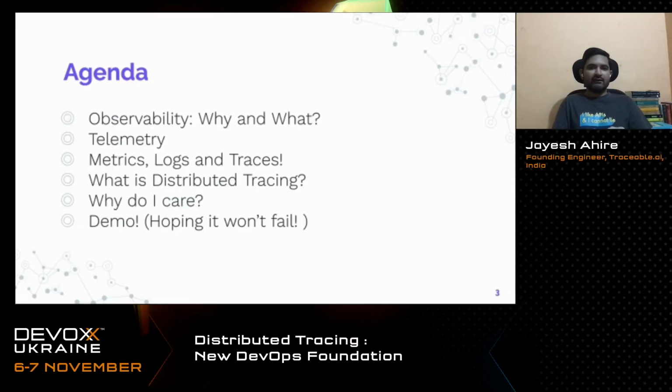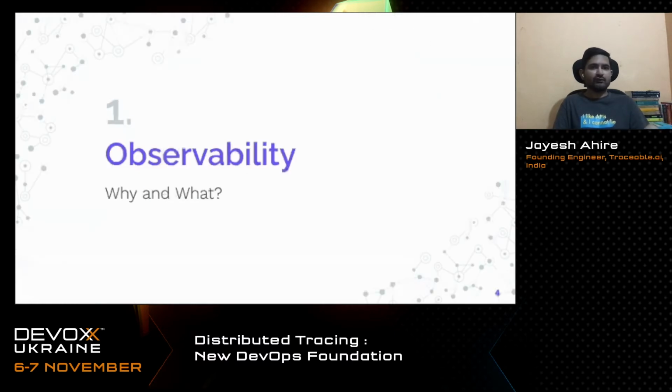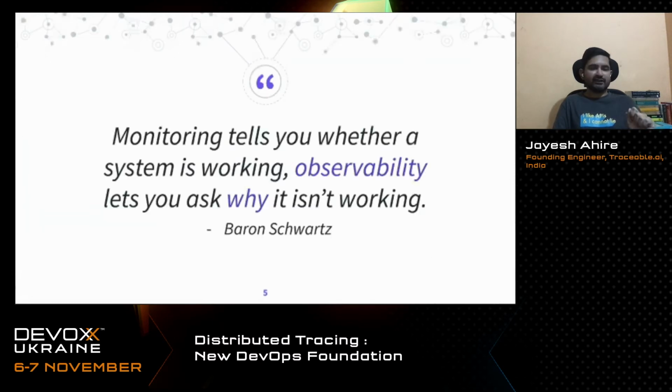So, let's go through our agenda for the next 20-25 minutes. We'll see why observability became important and what it is. And then we will discuss in particular distributed tracing. And then we will see a demo of an application instrumented with tracing. So let's jump into our first broader point for today, observability.